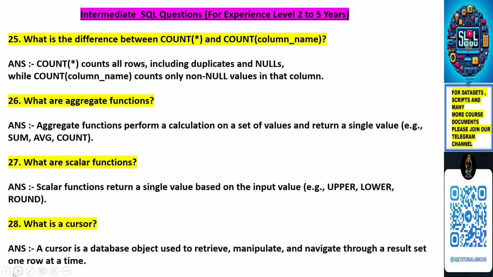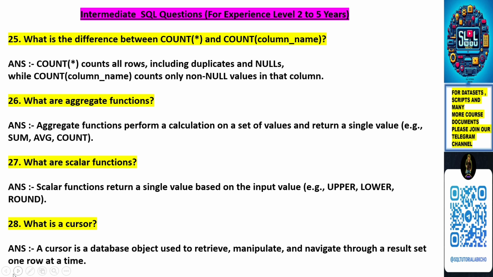Now 27th question. What are scalar functions? Scalar functions return a single value based on the input value. Example: upper, lower, round. These are called scalar functions, which provide only a single value result based on the input value. So if you apply upper on a string column, it will convert all the characters of that string to uppercase, lower will convert to lowercase, and round will do the round off after the decimal place.